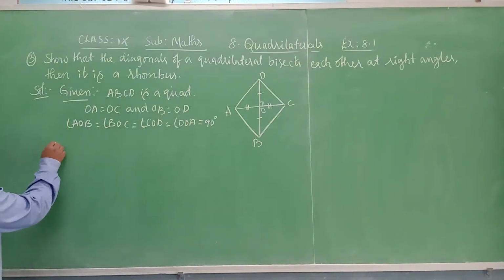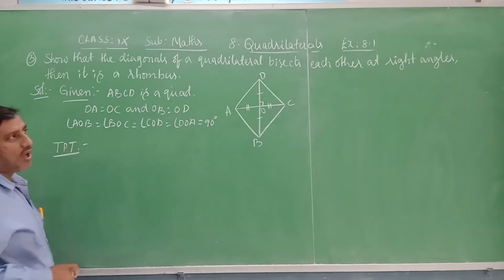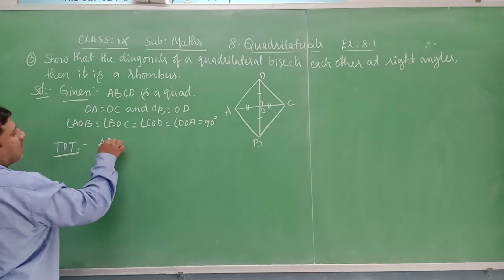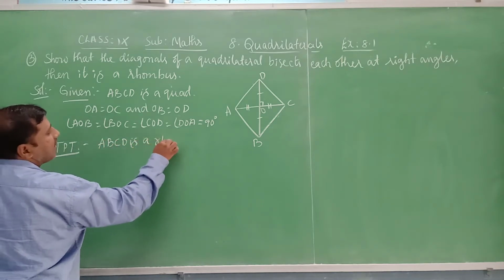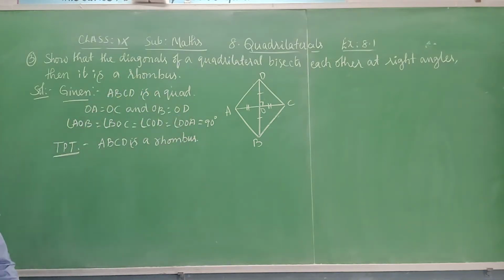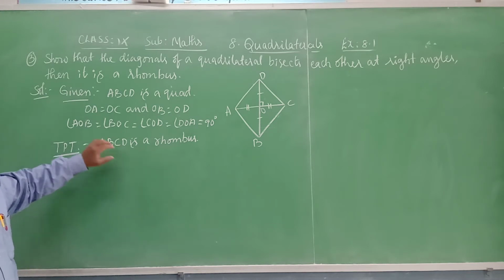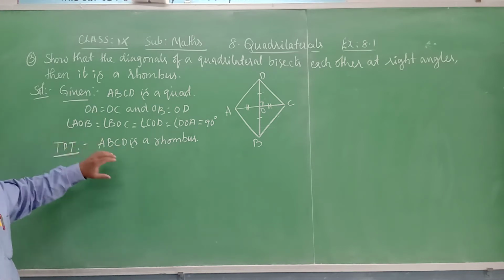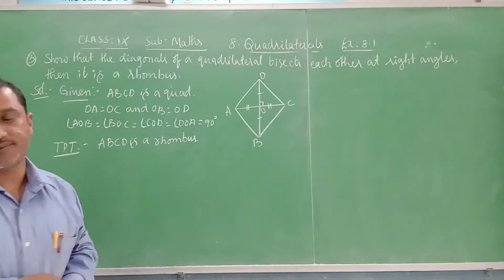Now what do we have to prove? To prove that ABCD is a rhombus. So how do we prove that it is a rhombus? First we need to prove that it is a parallelogram, then we will prove that it is a rhombus by proving one pair of adjacent sides are equal.